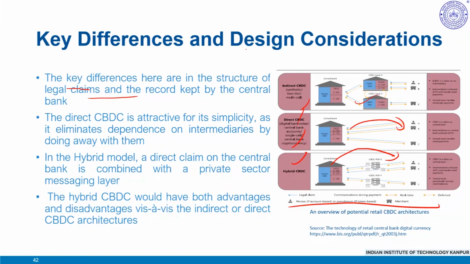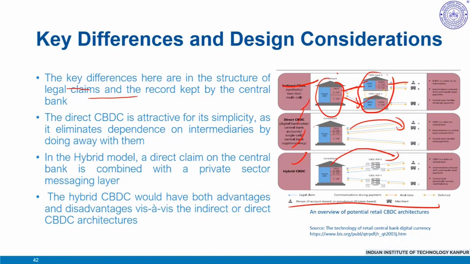In the indirect CBDC model that we can see here, the top panel, the consumer has a claim on the intermediary. So the consumer has a claim on this intermediary, with the central bank keeping record of only wholesale accounts. So central bank is only keeping record of wholesale transactions or wholesale accounts with these intermediaries or commercial banks.